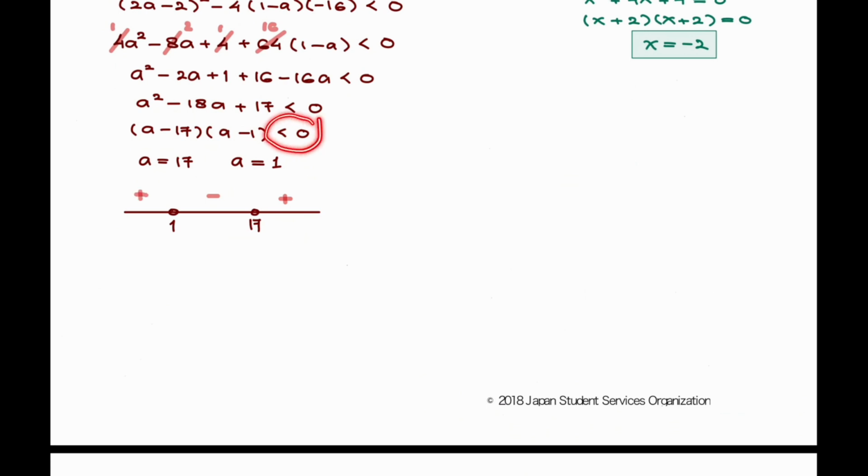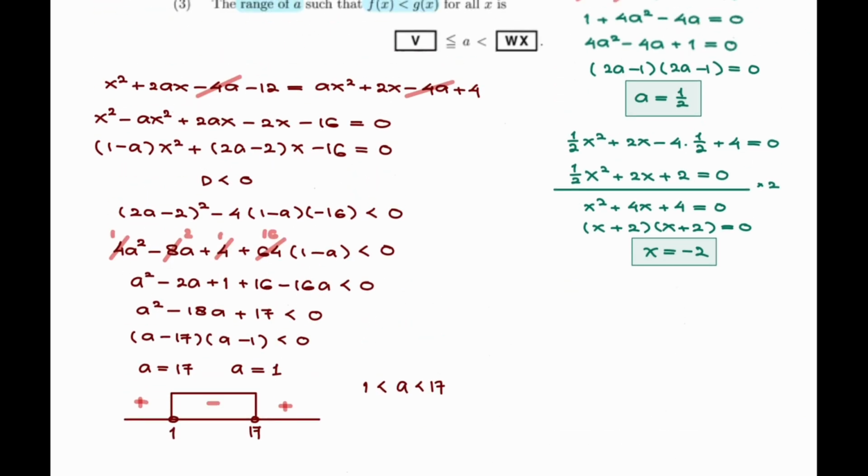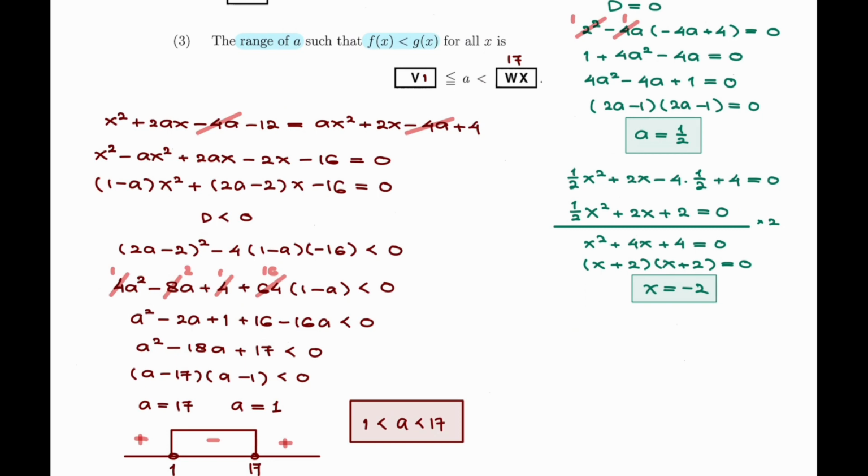Since we want my expression less than 0, less than 0 means I will take the negative region. So my final solution is 1 less than a less than 17. So V is 1 and W and X is 17. So this is 1, this is 17. Okay, this is the answer for my last question, and also this is the end of this video.